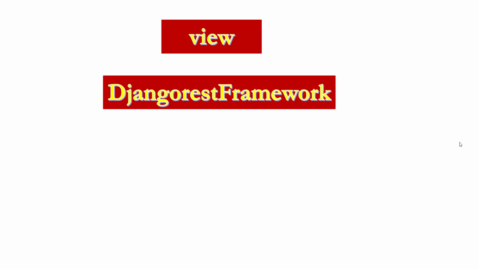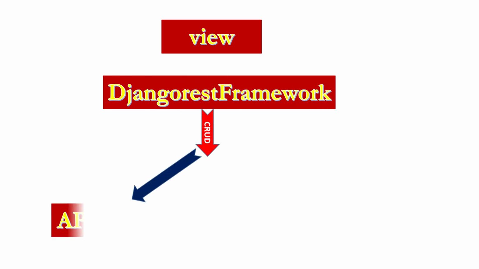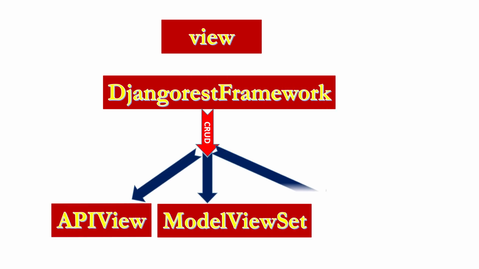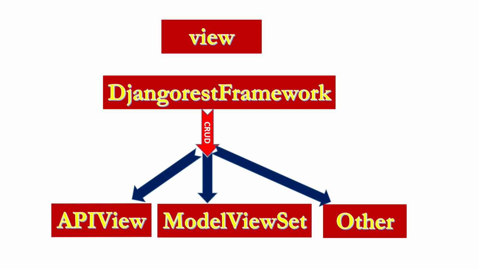To create a view when we are using the Django REST framework, we have various options, like API view, model view set, and various other options like function based views, class based views, customs or mixins. We need to choose one option to create the application. Today in this video we are going to choose model view set, which is the most recommended and popular one for creating views in Django REST framework.